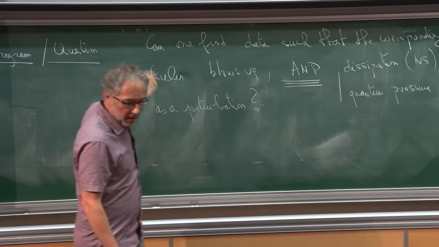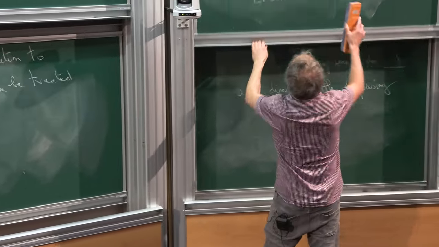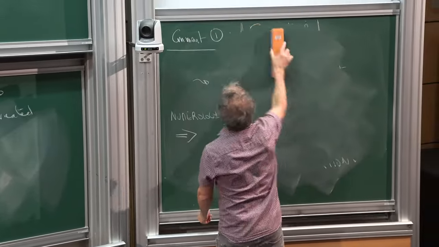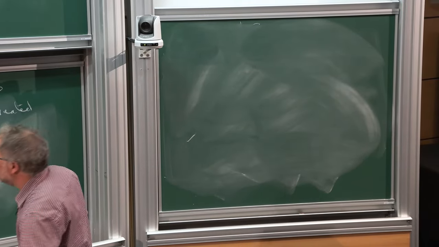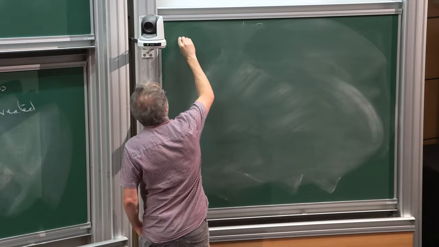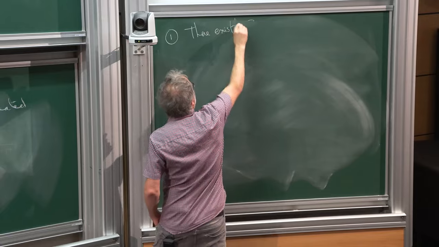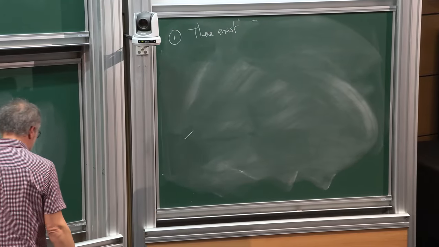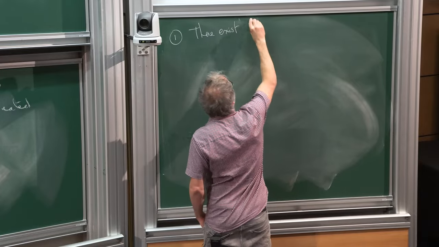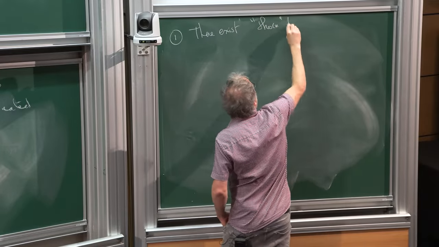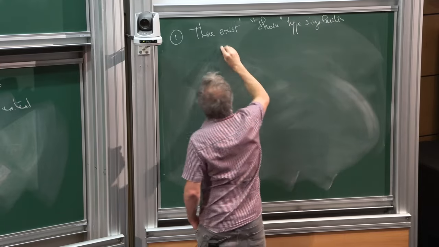And as a matter of fact, this question, first of all, we certainly do not have a complete understanding of it. But once you ask this, there are two things you need to say. The first thing you need to say is that there exist, and actually these are the best understood type of singularities known for Euler, so-called shock type singularities for Euler.